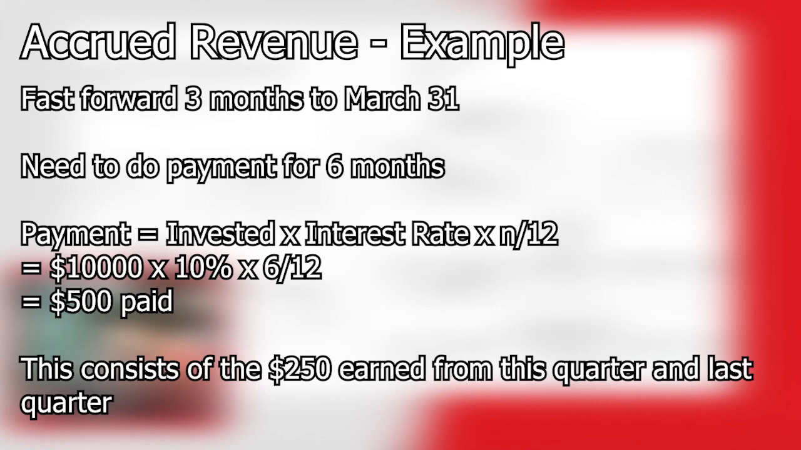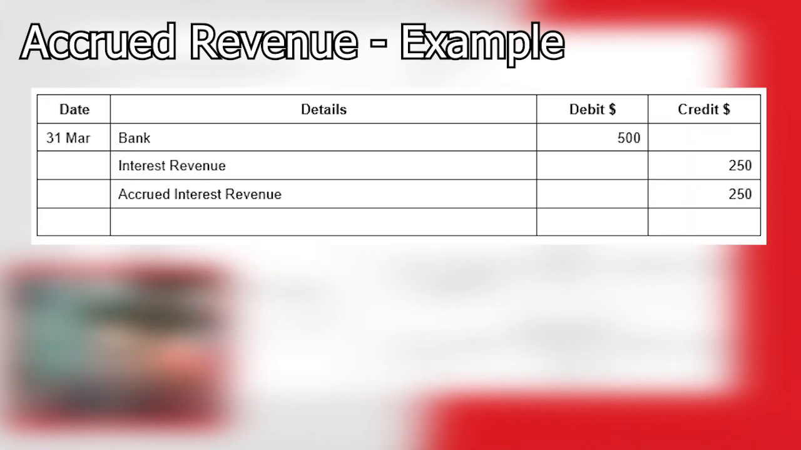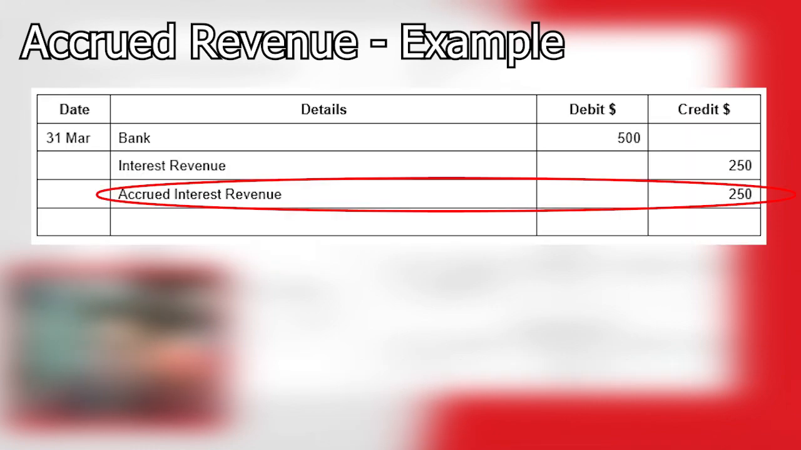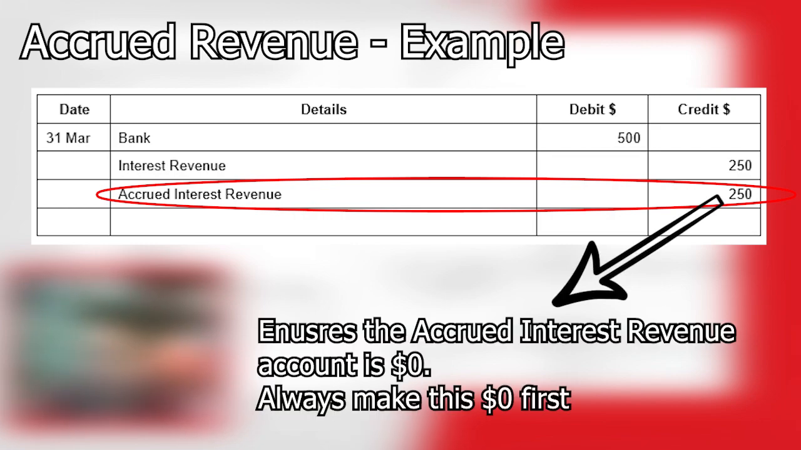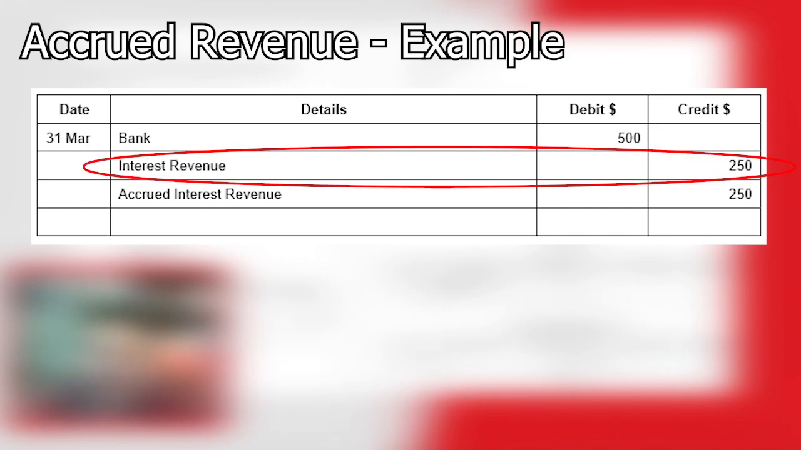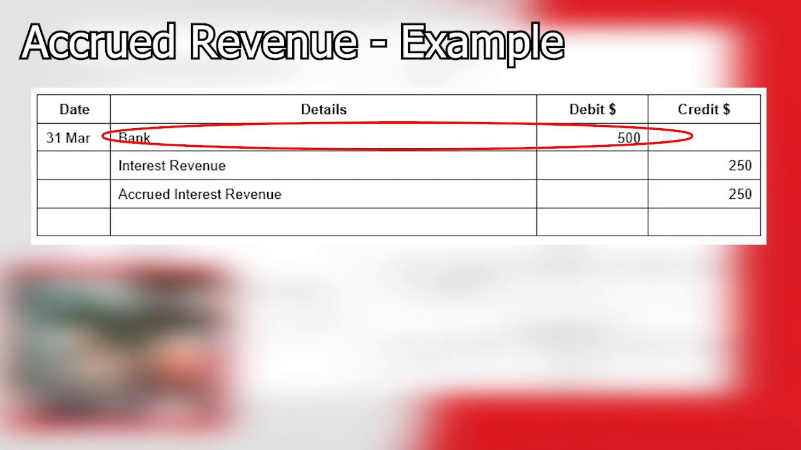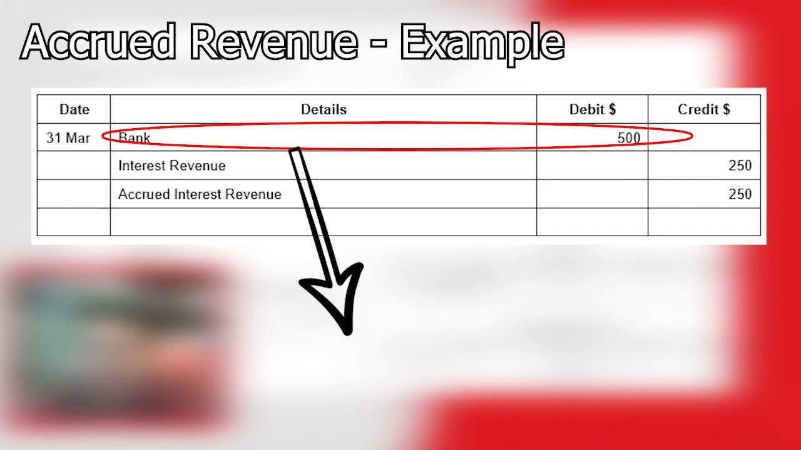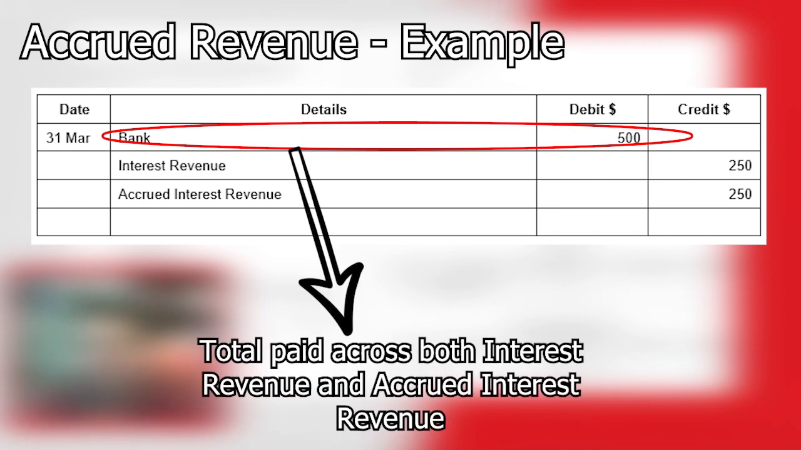Because that was a debit balance, we would credit accrued interest revenue $250. The remainder will go towards the interest revenue, which, being revenue going up, is a credit of $250. Meanwhile, the bank will be the total amount, which we calculated above. It was $500, and that is a debit of $500. And we can see that on the accounts on the screen.